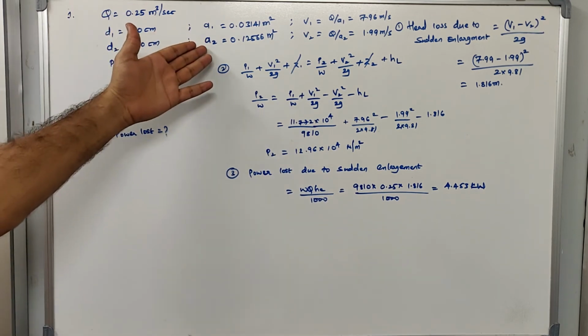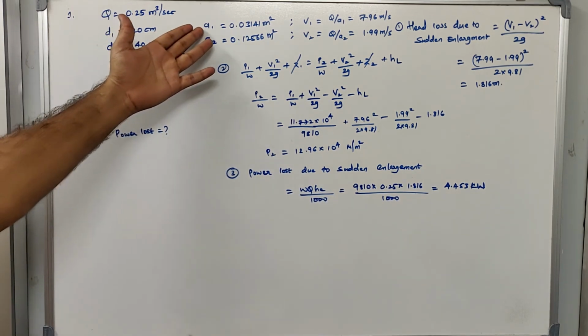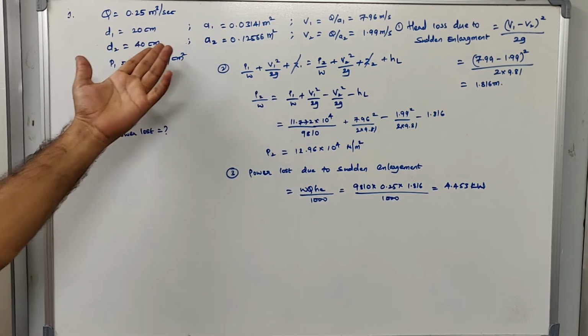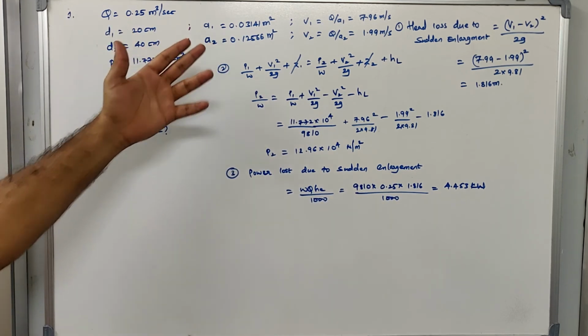Similarly, A1 and A2 will be calculated. A1 represents the area with respect to the 20 centimeter pipe, and A2 represents the area with respect to the 40 centimeter pipe. So A1 and A2 are calculated.